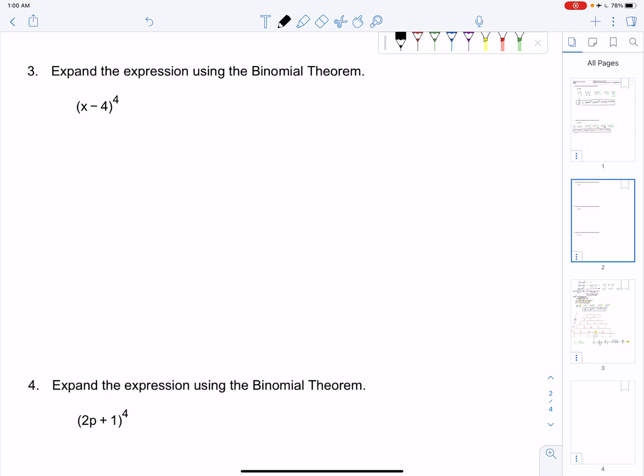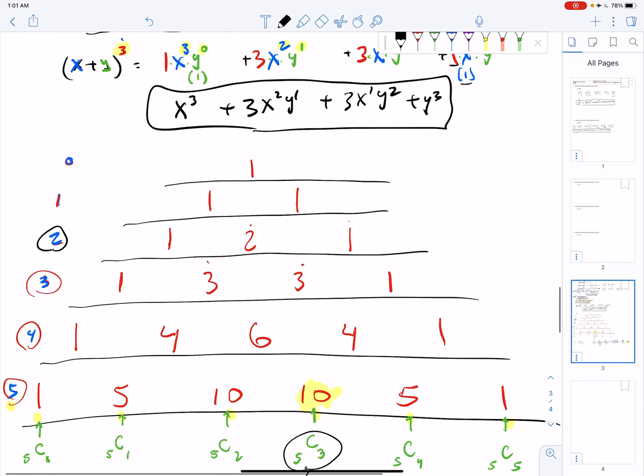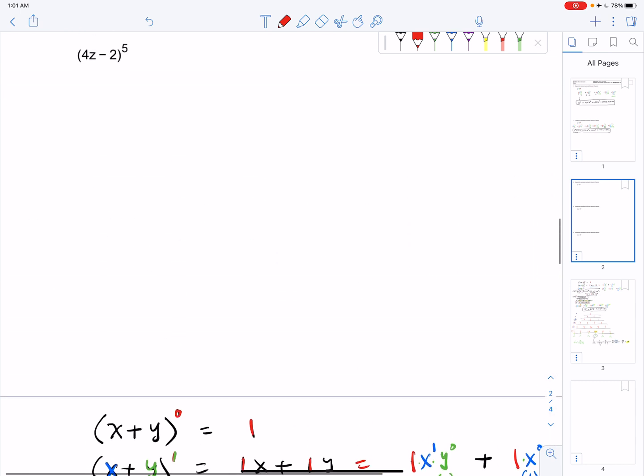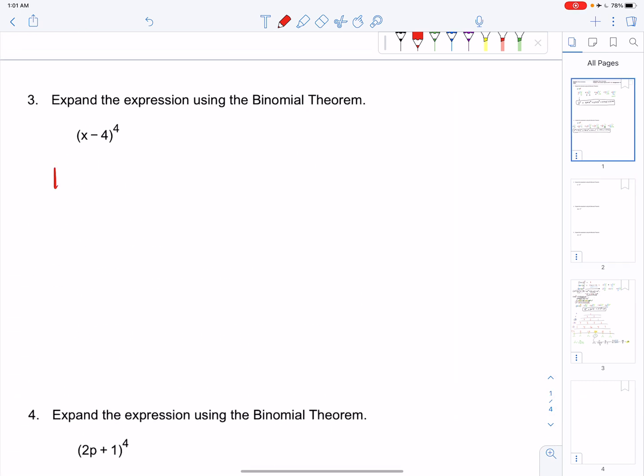Now we've got a negative here, and we've got to be a little bit careful with the negatives. I'll show you how to do it. Take a look. We're looking at our 4th. So what are our coefficients for 4? It's going to be what? 1, 4, 6, 4, 1.